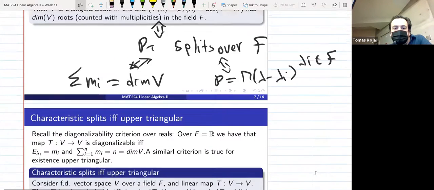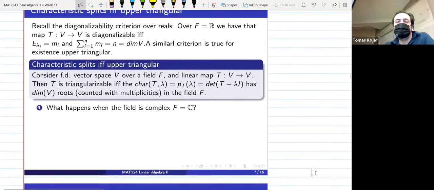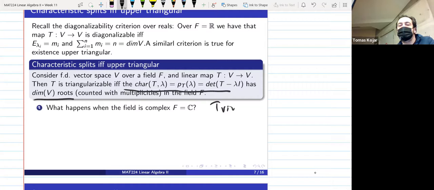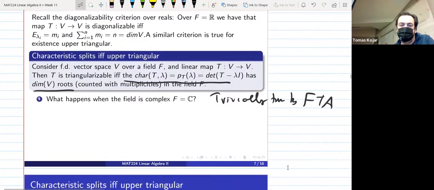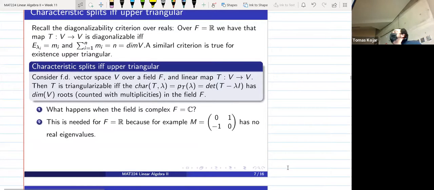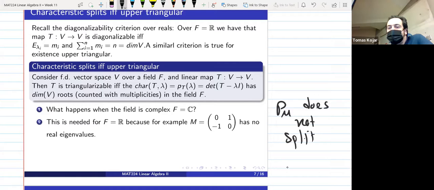All right, let's prove it. When the field is complex, this assumption is trivially true by the Fundamental Theorem of Algebra. So you need this assumption, because when you take the reals, there are matrices that have no real eigenvalues. In other words, P_M does not split over F. So it does not have dim V roots in the field F. It has none. The eigenvalues of this matrix are plus or minus i, which are not in the reals.